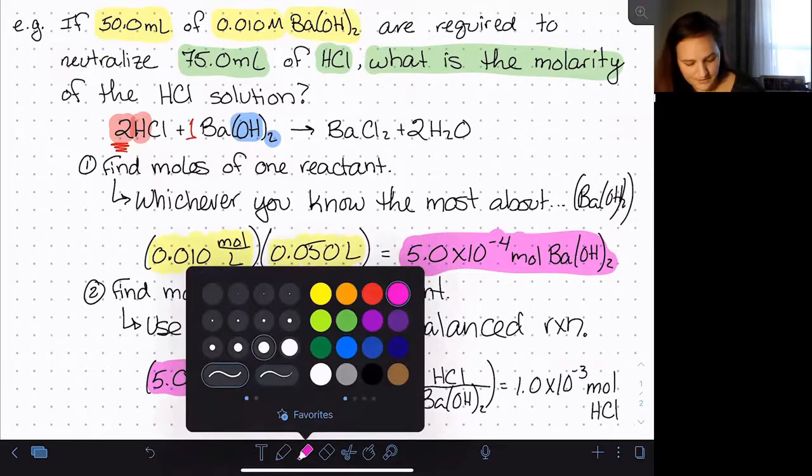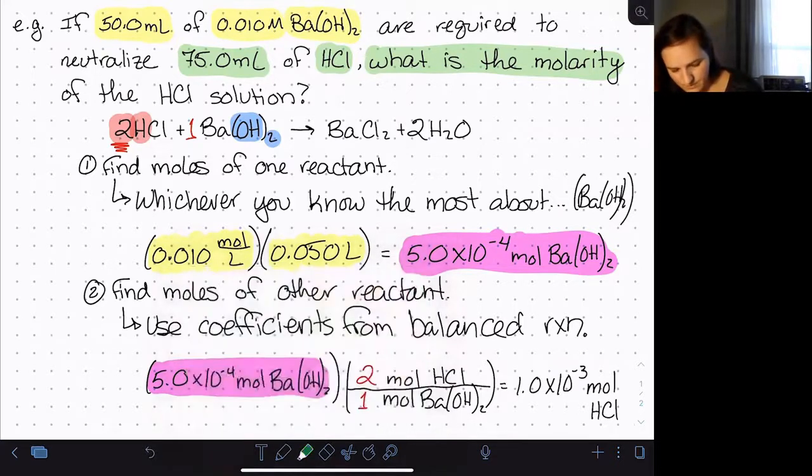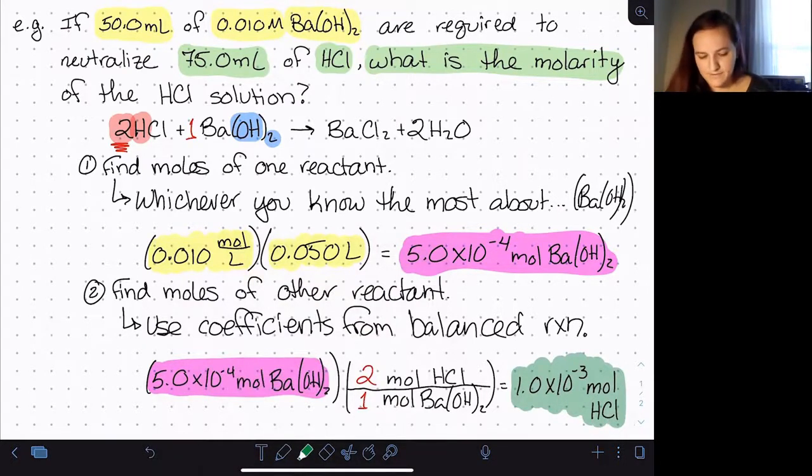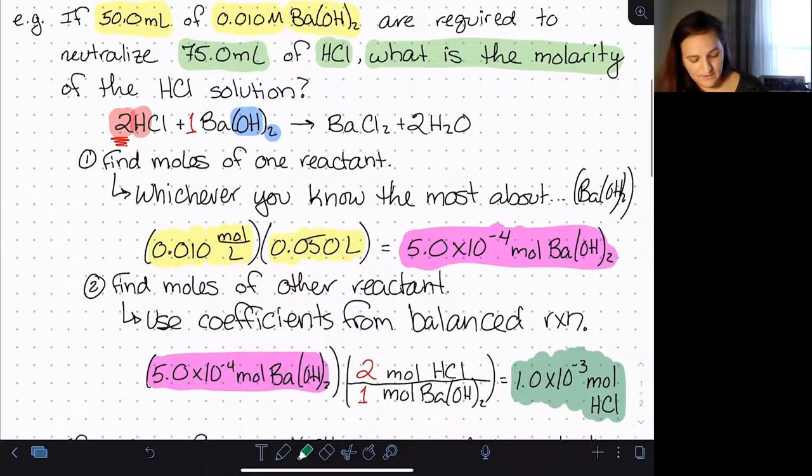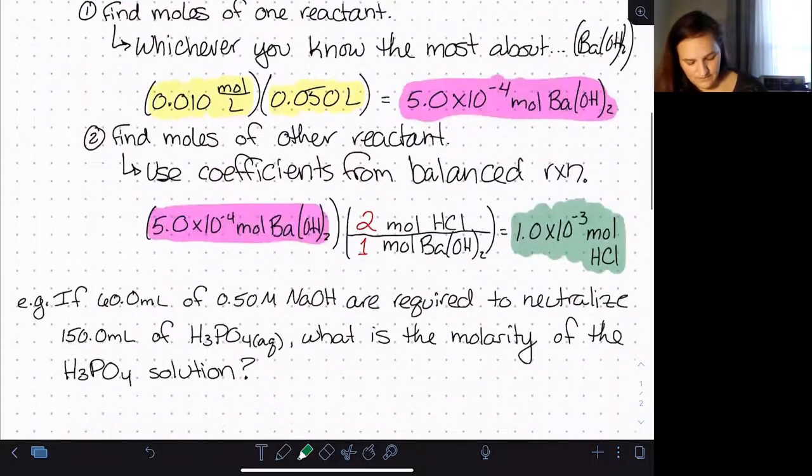Running out of colors. Sure, darker green. So we now have the number of moles of HCl that were present in our system. Just move the next example out of our way.